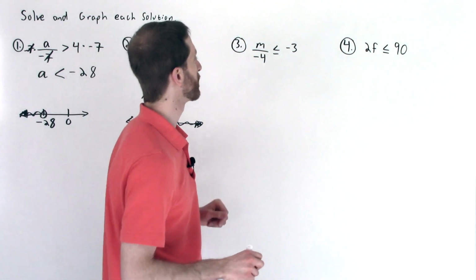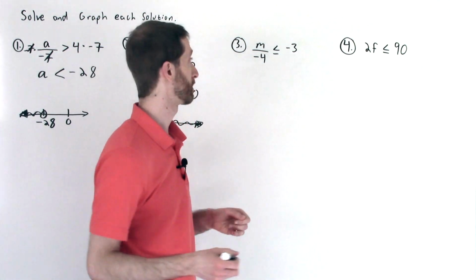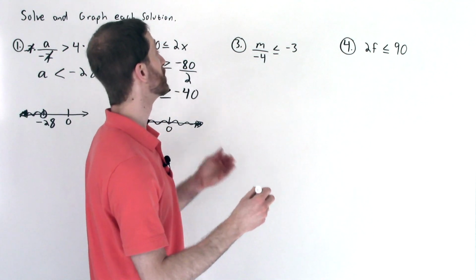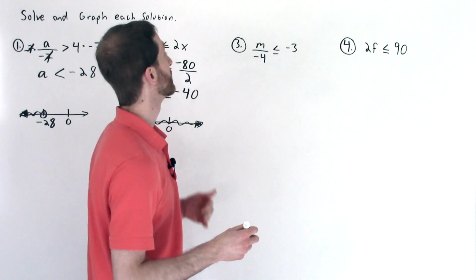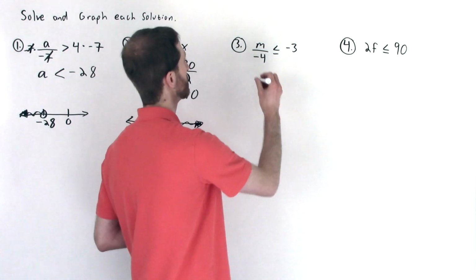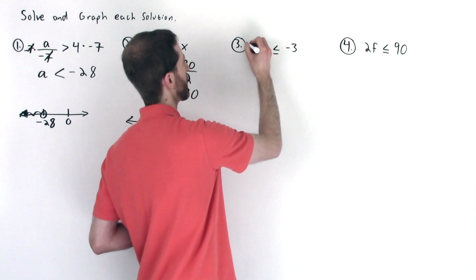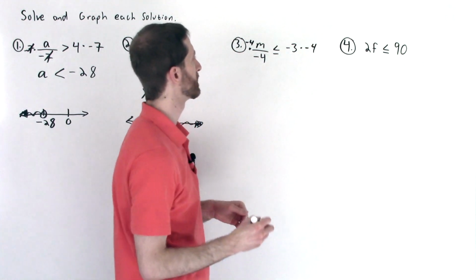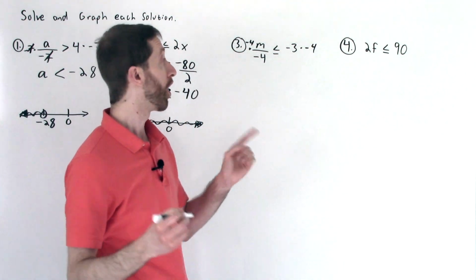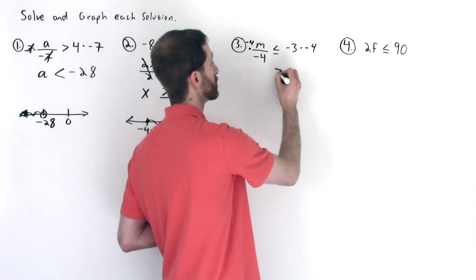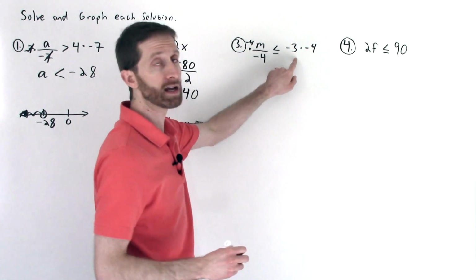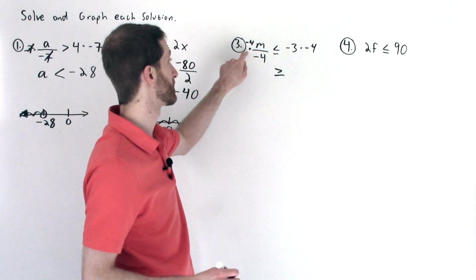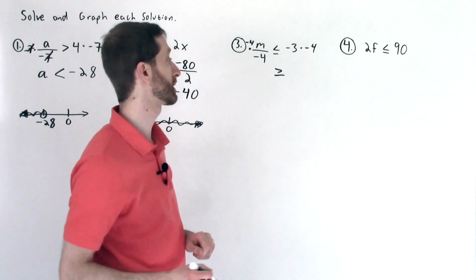We've got m over negative 4 is less than or equal to negative 3. So in this problem here, we're going to have to undo division by negative 4. Well, how do we do that? We multiply both sides by negative 4. So we're going to multiply both sides of the inequality by negative 4. Automatically, your inequality sign should switch. The fact that this was negative doesn't really matter in terms of whether we switch the signs. It's the fact that we multiplied by negative 4 that dictates that.